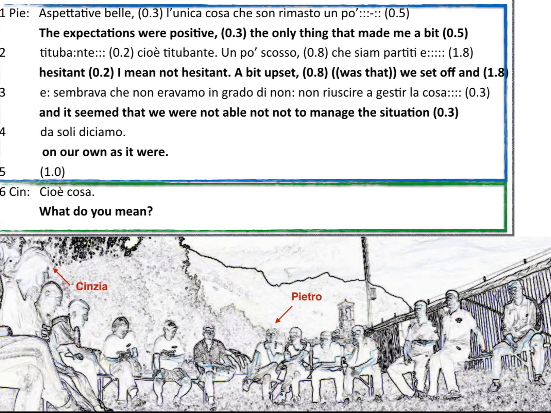Okay, I'll go a bit quicker here, but stop me if it's not clear. Okay, the expectations were positive. This is to answer the staff member's question. What were your expectations for this trip?